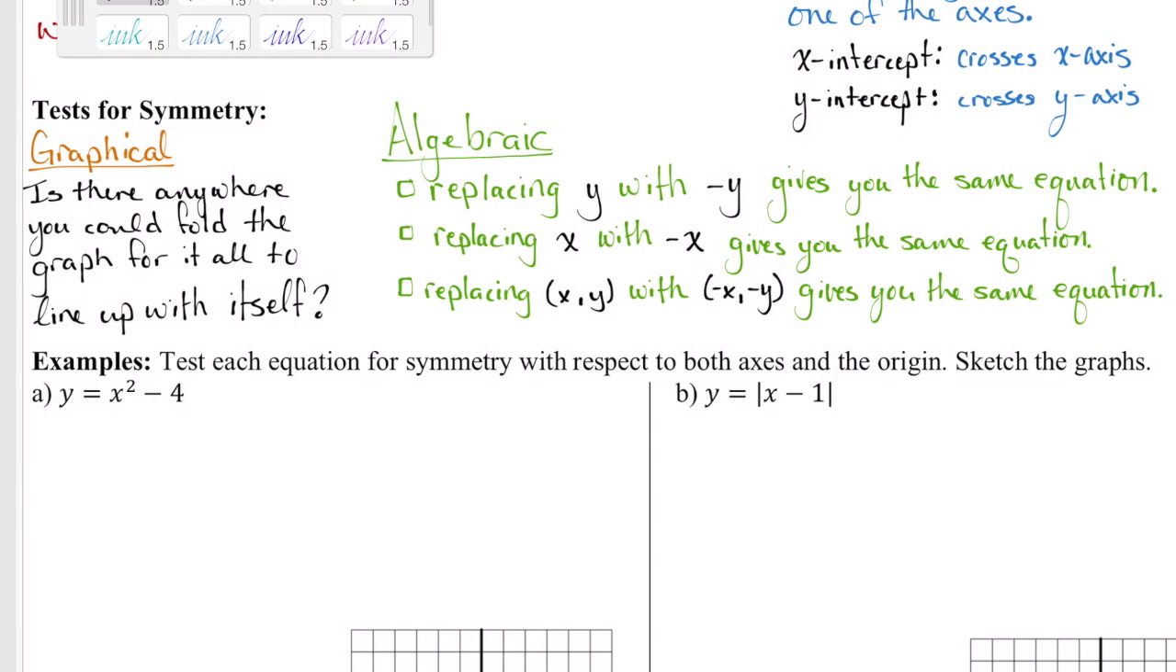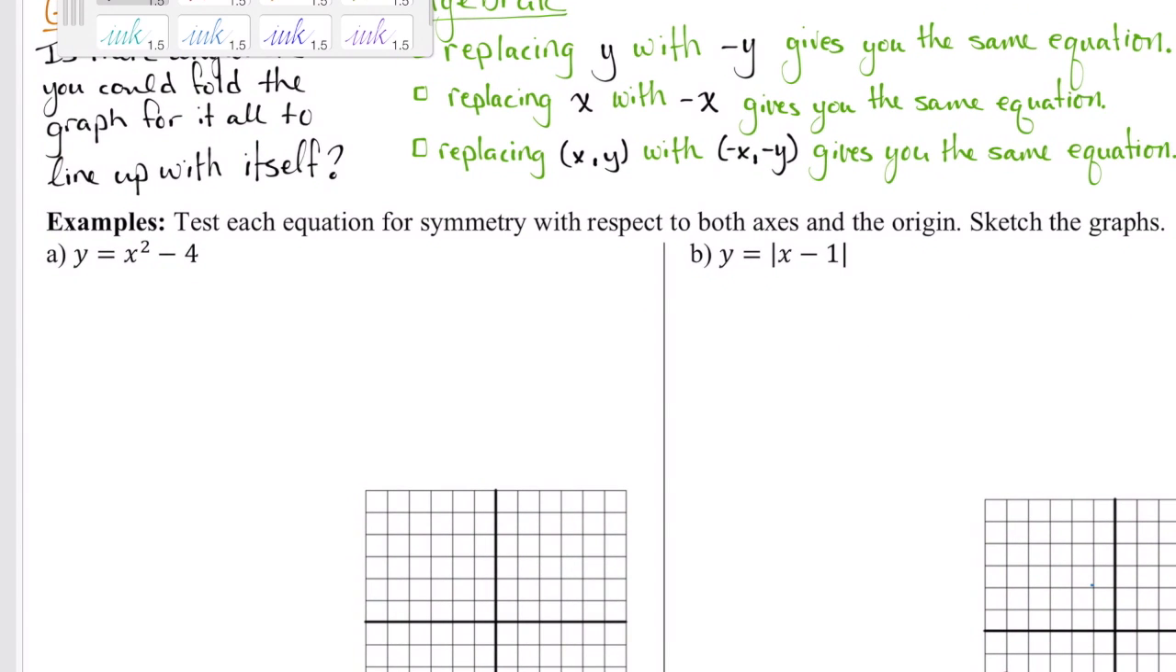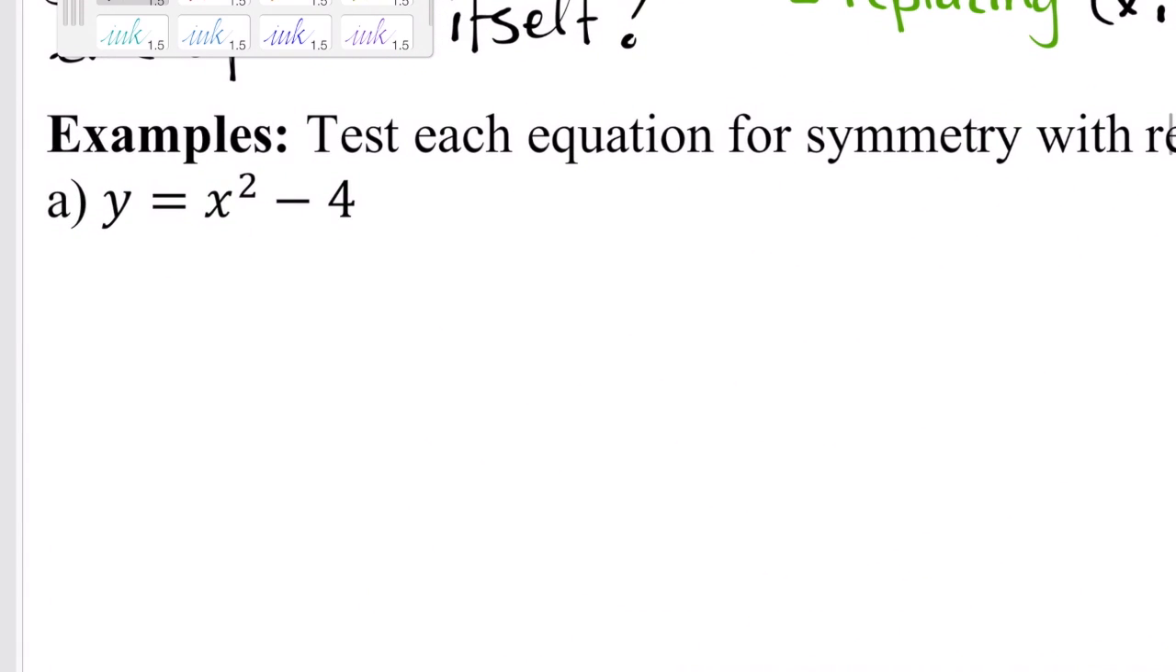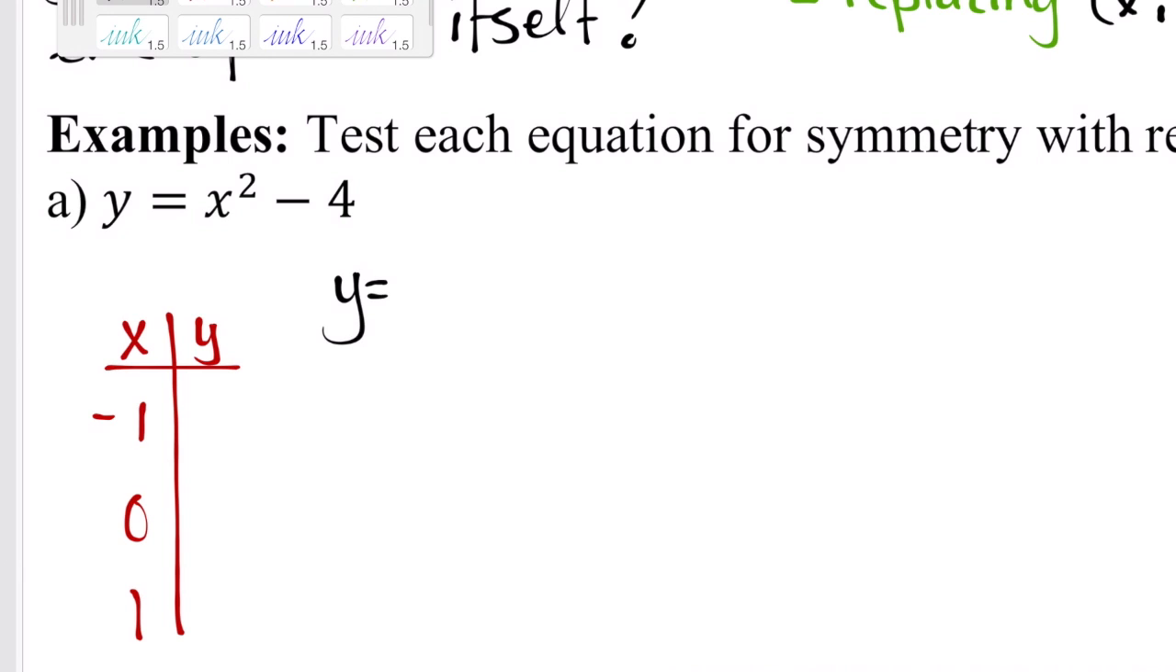So here we want to test each equation for symmetry with respect to both axes and the origin, and then sketch those graphs. I'm going to do A, and then we're going to do B in my class with my kiddos. So the first thing I'm going to do is make a little T-chart. I have the x squared, so I know it's going to be a parabola. And the vertex is going to be at 0. So I'm going to use -1, 0, and +1. I'm going to plug those in and do it a little bit quicker.